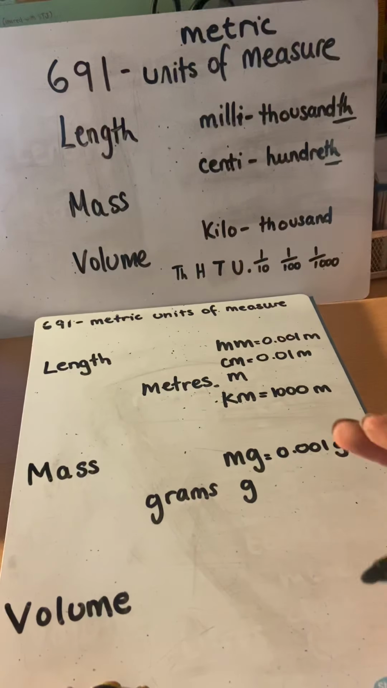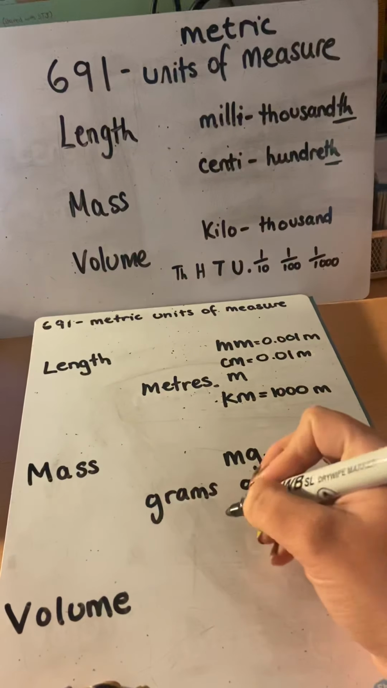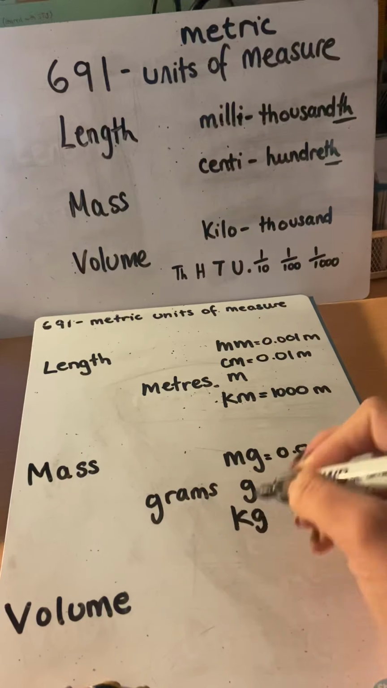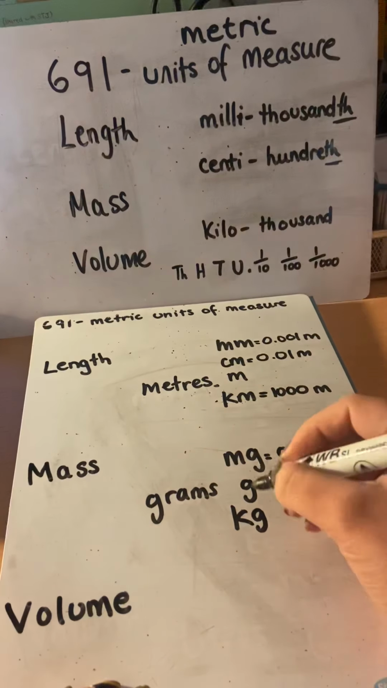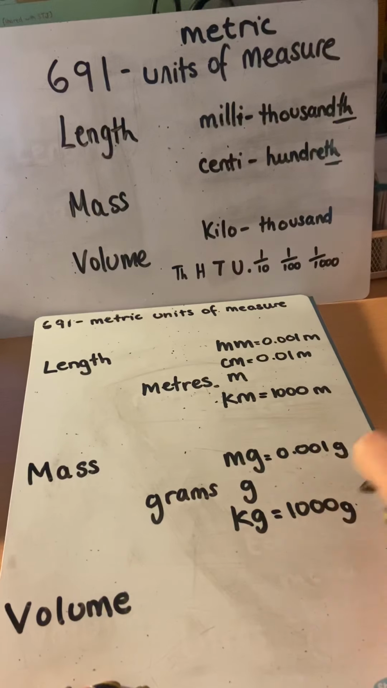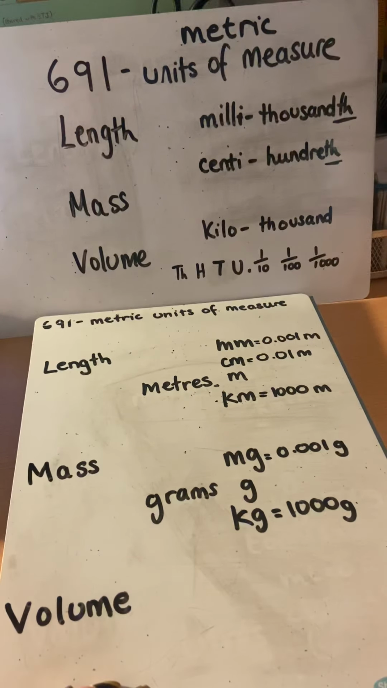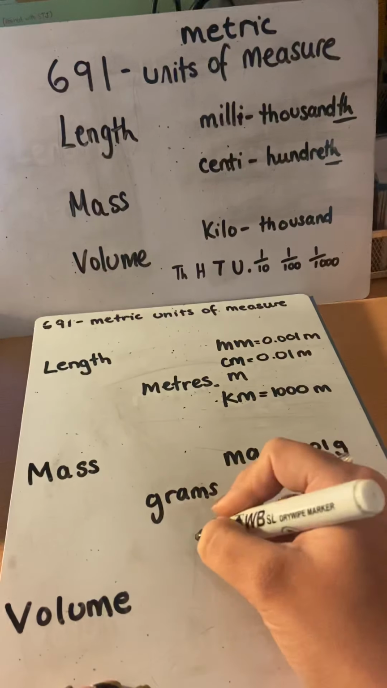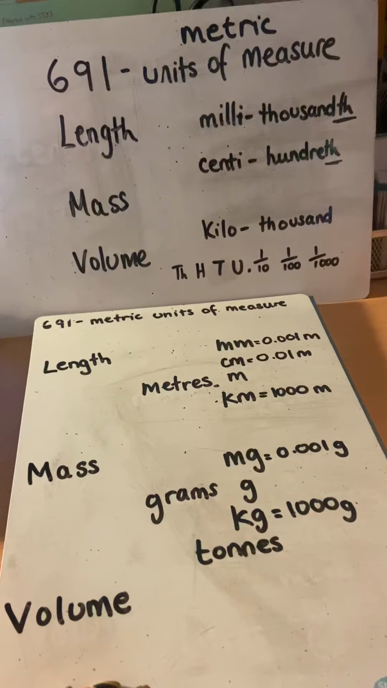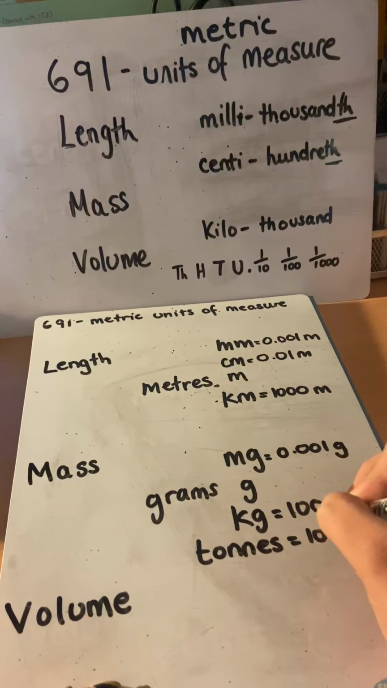Or we might want to measure something heavier. If we were measuring the mass of a person, we would use kilograms. Again, there's that K, meaning 1,000. There are 1,000 grams in a kilogram. If we wanted to measure something really heavy, like a train, we might use tons. And a ton is 1,000 kilograms.